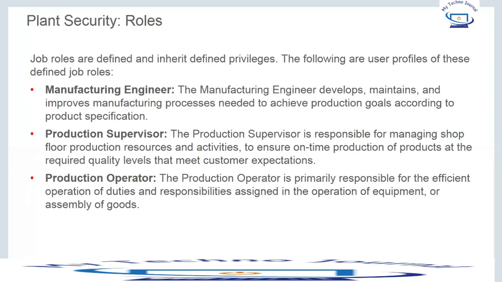The manufacturing engineer develops, maintains and improves manufacturing processes needed to achieve production goals according to production specifications. The production supervisor is responsible for managing shop floor production resources and activities to ensure on-time production of products at the required quantity levels that meet customer expectations. And the operator is primarily responsible for efficient operation of duties and responsibilities assigned in the operation of equipment or assembly of goods.